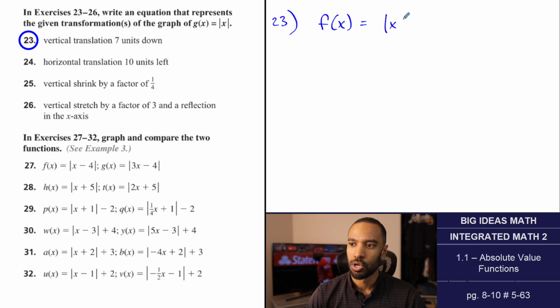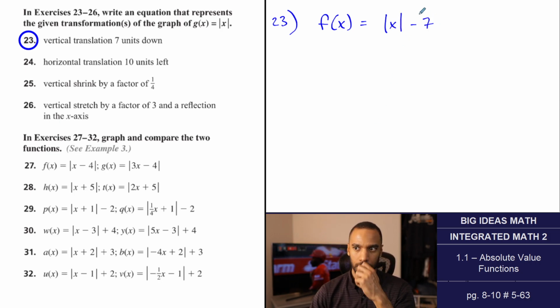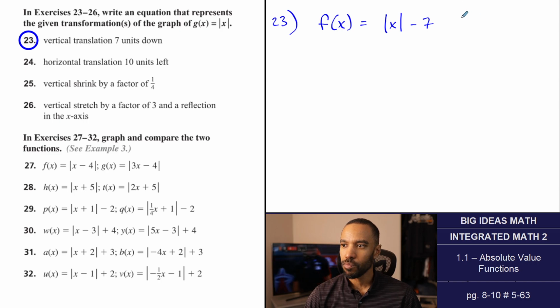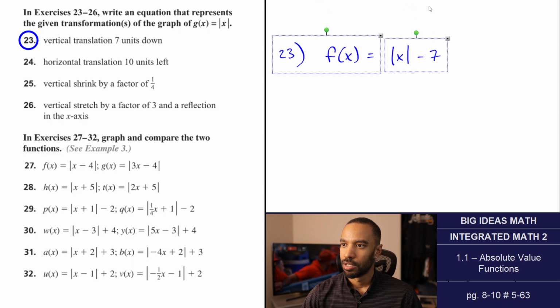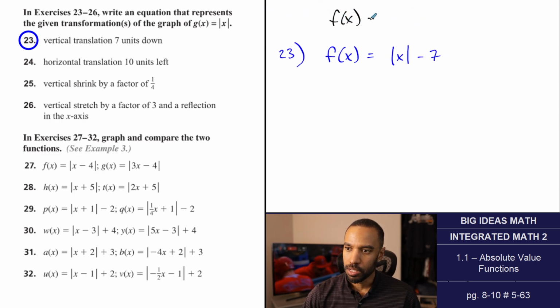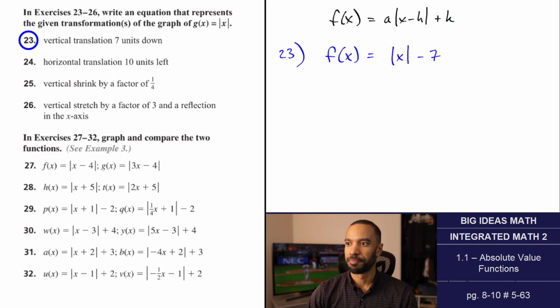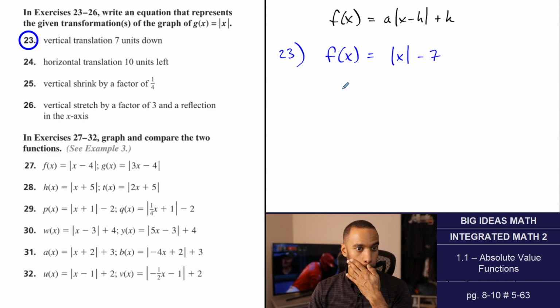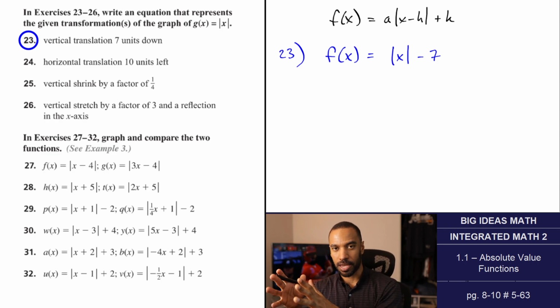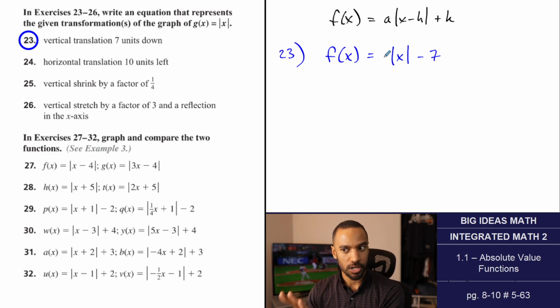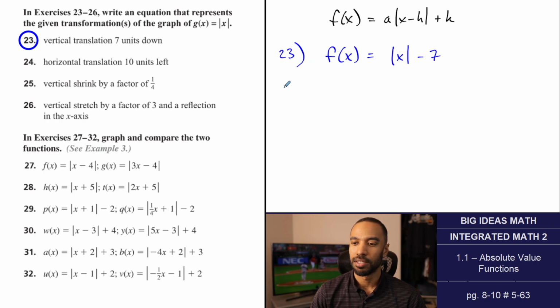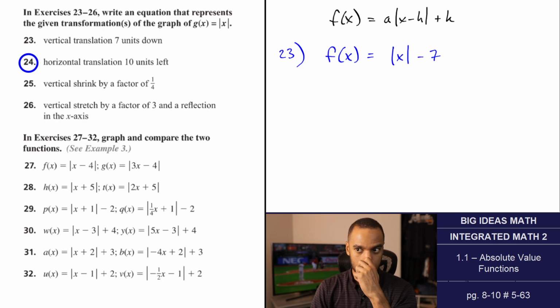7 units down means minus 7 outside the absolute value. If you recall, f of x equals a times the absolute value of x minus h plus k. That's our k value. Now, nothing else changed, right? You took g of x, absolute value of x, and we translated 7 units down. So there's no change in a, there's no change in h, only k. That's the idea.